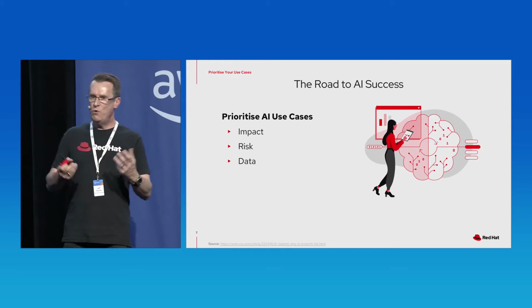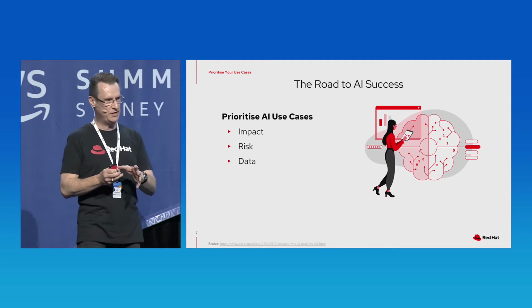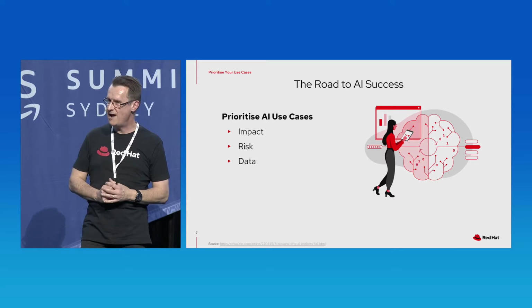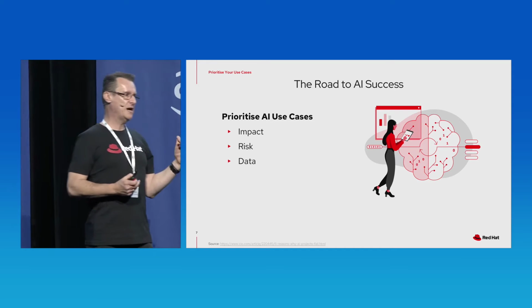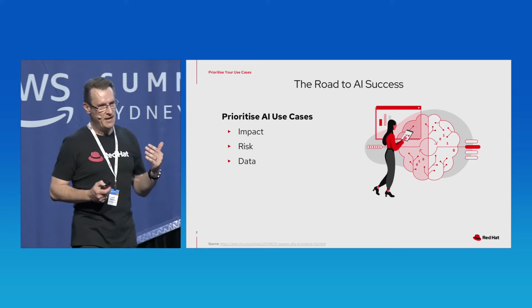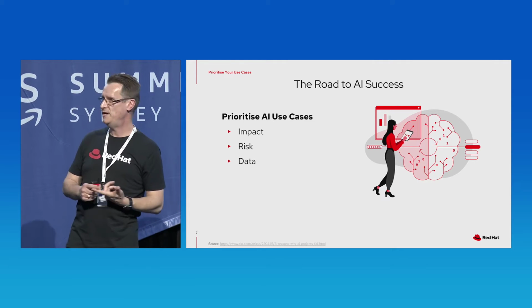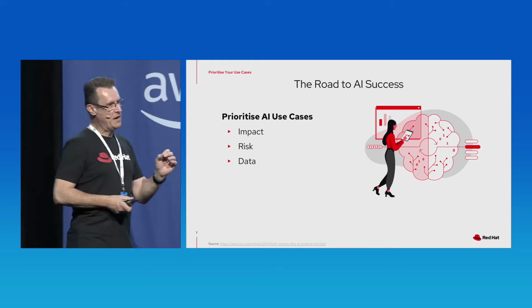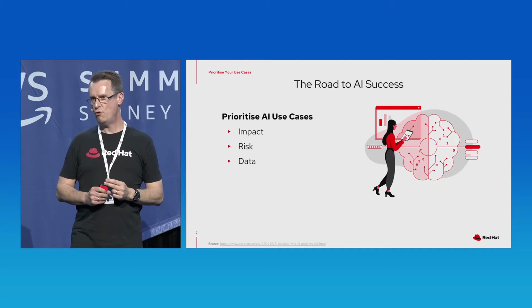The way in which we can address this is by really paying attention to these 3 points. These are the key things that will help you achieve AI success. You need to prioritize your use cases. There's nothing new in being able to assess your use case based on the first 2 here, impact and risk. That's pretty standard. But when it comes to the data, this can make or break your project.